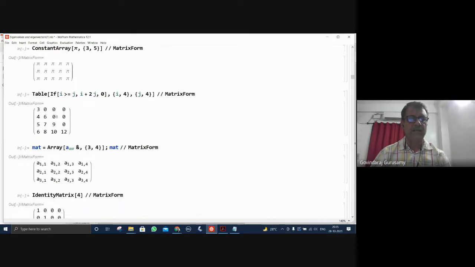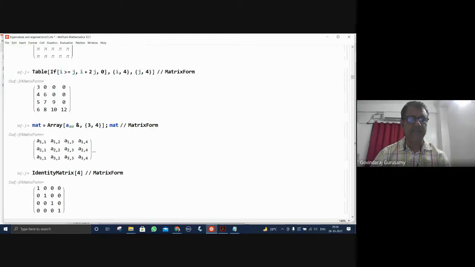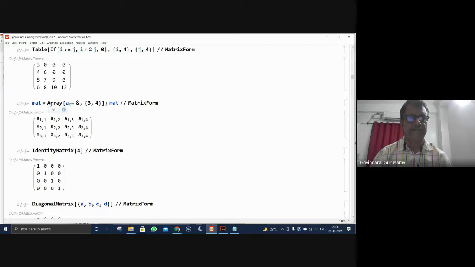And I can have upper zeros, all the triangle zeros, by using the condition i greater than or equal to j, then j plus 2j, i plus 2j. If I do that, this is what I get. If I make it i less than or equal to j, I'll get it the other way. That's also possible. You can have a matrix array here.